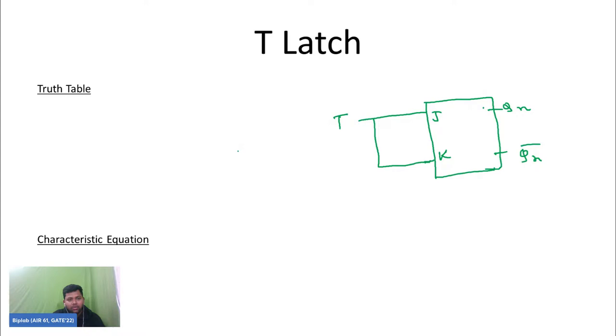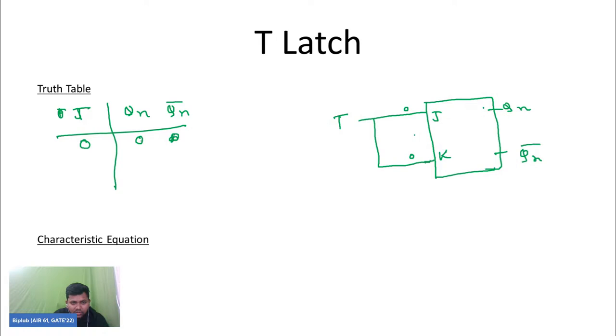Now let us draw the truth table for this. You will also have an enable line, obviously, but we are skipping that enable for now. When enable is 0, it will act as storage, which we already know. So T, Qn, Qn bar. When T is 0, J and K will both be 0, so Qn plus 1 will be Qn. So this is nothing but storage, when T is equal to 0.